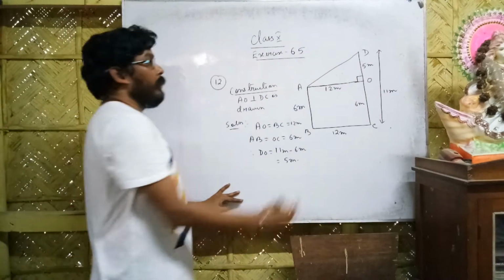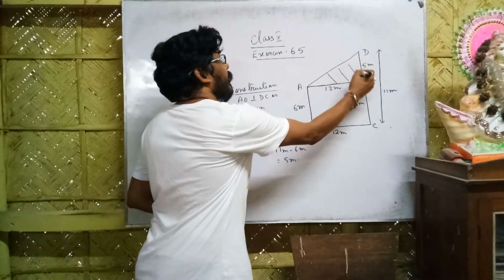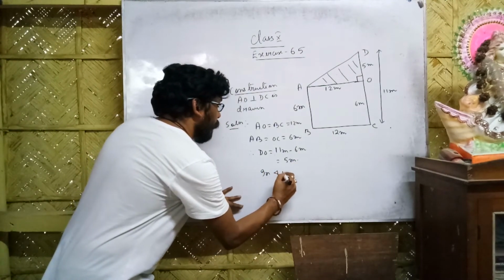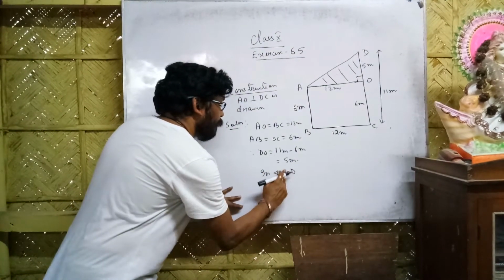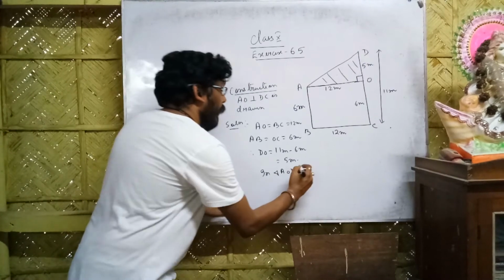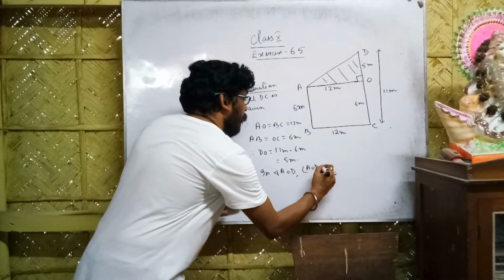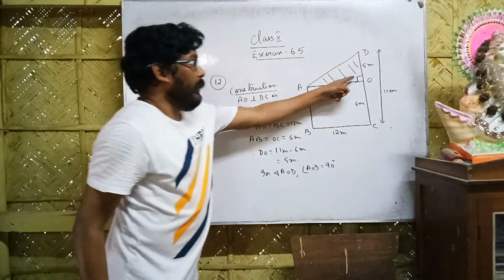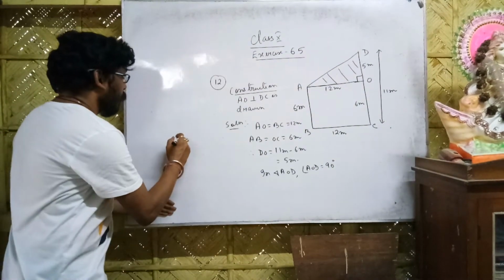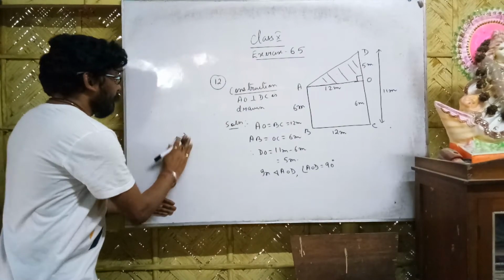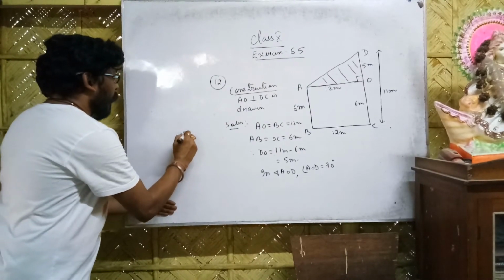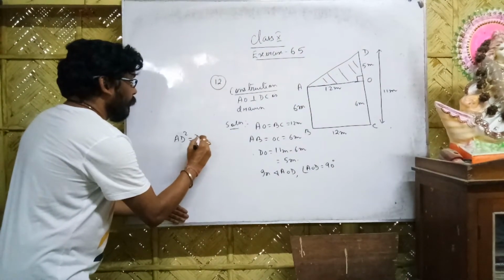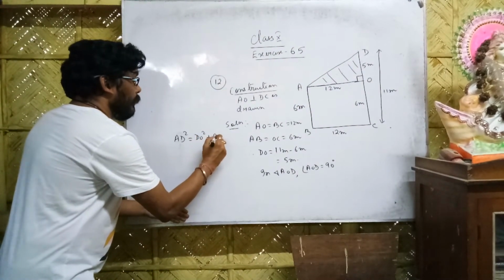Okay, this upper part will represent a right angle triangle. So write in triangle AOD, angle AOD equal to 90 degree. So if this is 90, AD will work as hypotenuse. So write AD square, hypotenuse square equal to perpendicular square plus base square, DO square plus AO square.